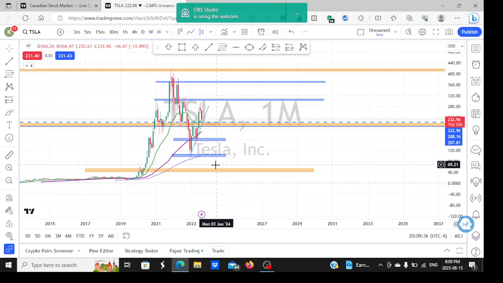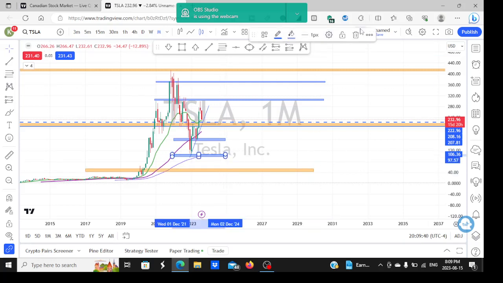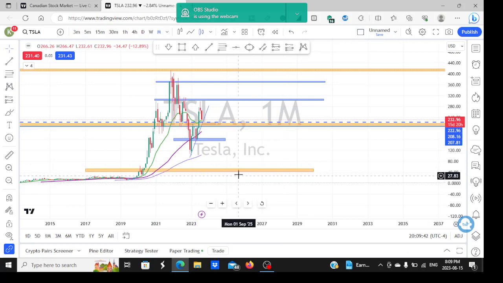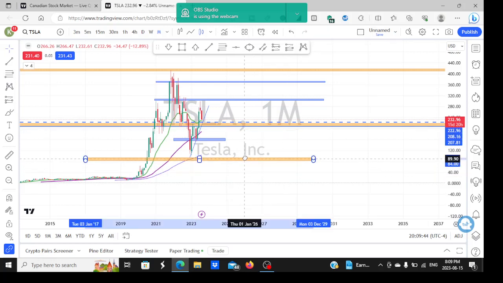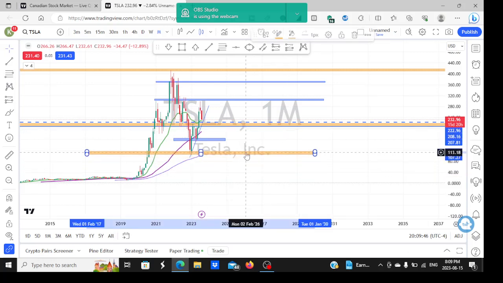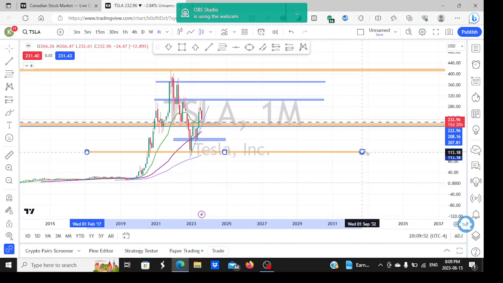So I've been doing gold for my levels, so let me change this up here. That's my monthly zones for Tesla.